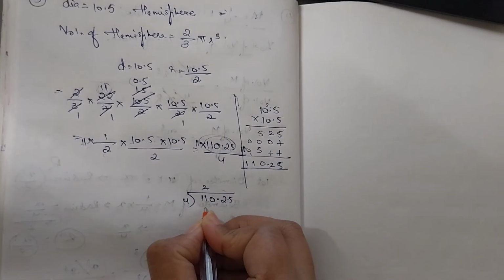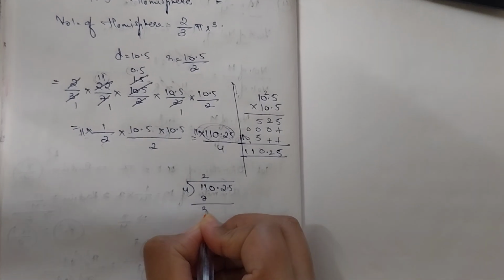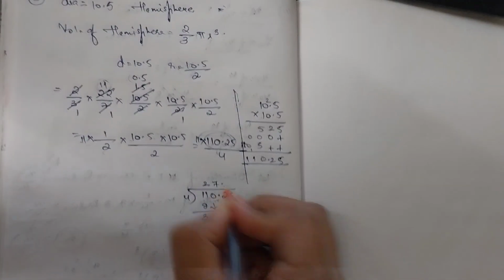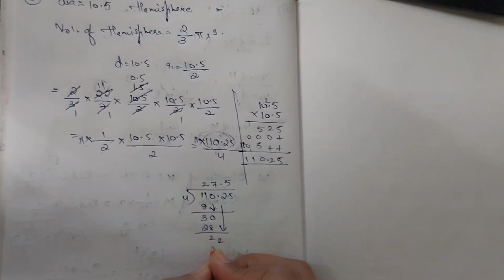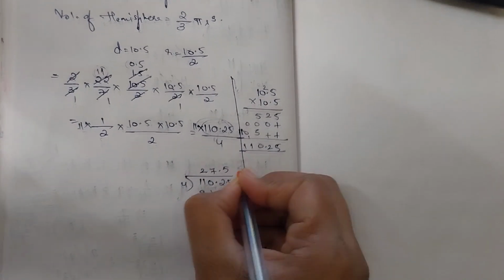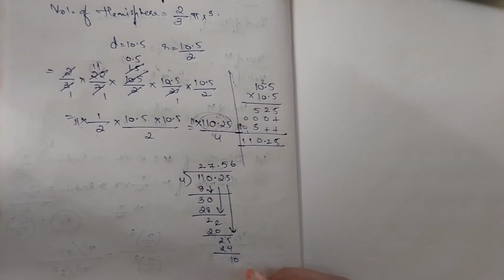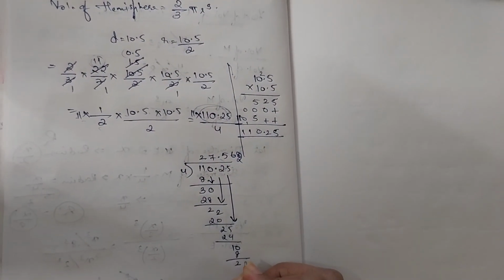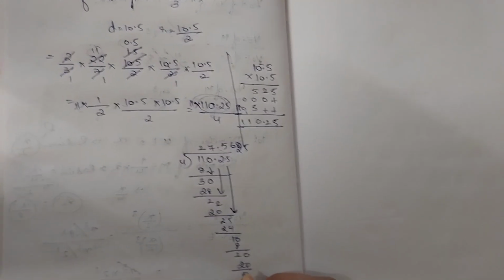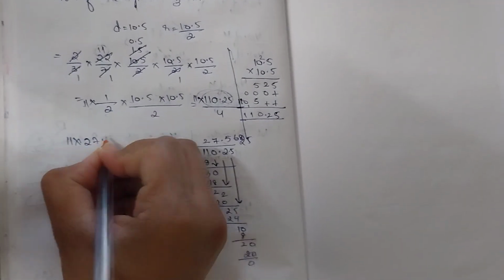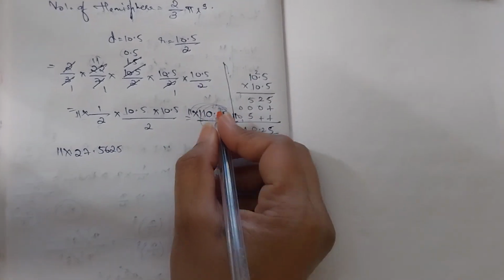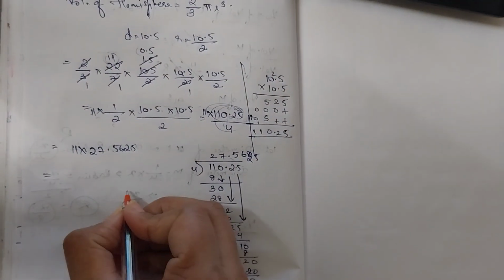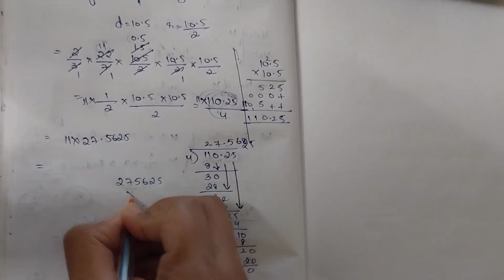4 2s are 8, and then 3, 0. 7 4s are 28. 2, bring it down, put a decimal because we started the decimal part now. 5 4s are 20. 6 4s are 24. The decimal is already there. 2 times 8. 5 4s are 20. So you're left with 11 times 27.5625. The division part is gone now. It's only the multiplication we are supposed to do. 275625 times 11.